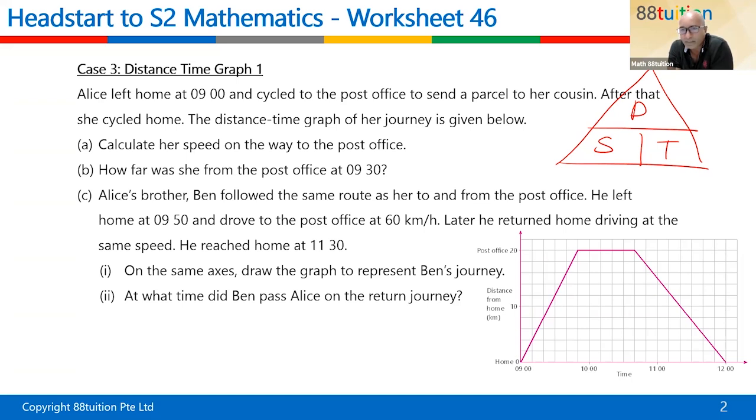Guys, could you do the first part? You've got to look at the graph. She left her place at 9. The post office was 20 kilometers away from her home, right? And how long did she take to reach the post office? You've got to look at the graph, and each square represents something, you have to deduce that.